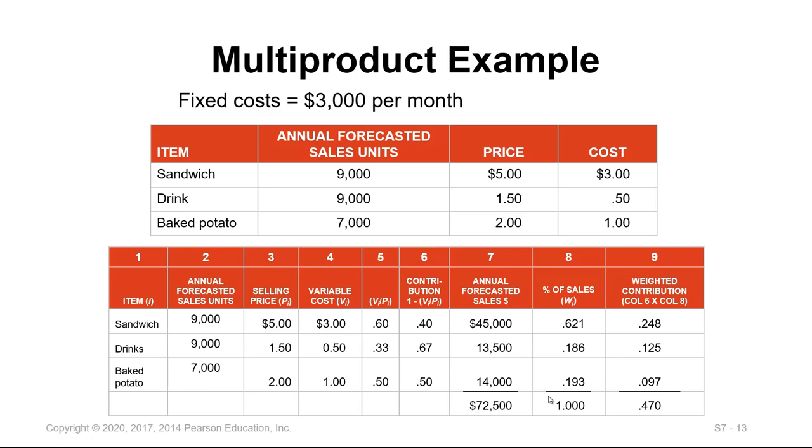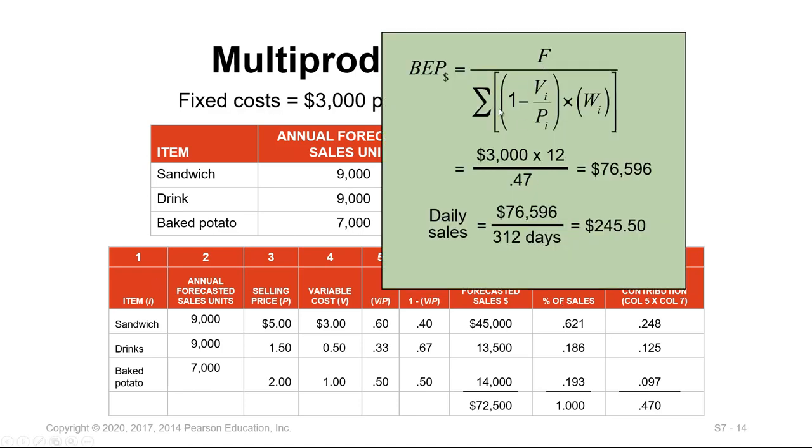The weighted contribution will be calculated by multiplying column 6 by column 8, and you will get the weighted contribution of each product. With that weighted contribution, we can add to get the summation and then divide the fixed cost by those values. So it will be fixed cost divided by the summation, which here is 0.47.